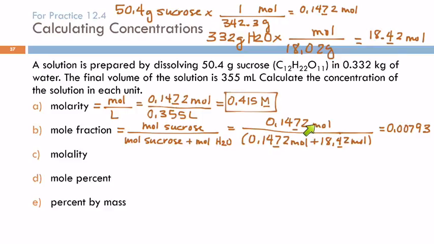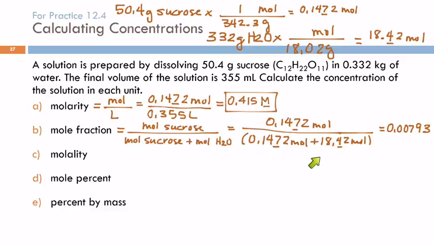So we've got moles on top and moles plus moles on the bottom. Moles per mole. They cancel out. There's no unit. You just get a number. A fraction is just a number. If you multiply it by 100, then you get a percentage, but right now it's just a number.